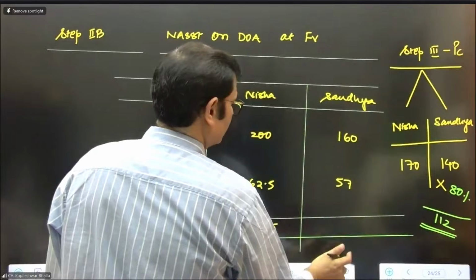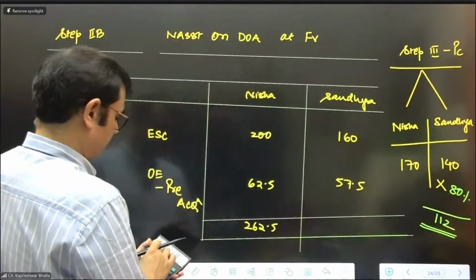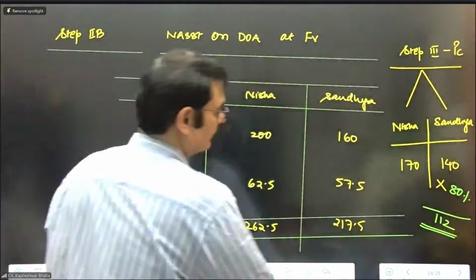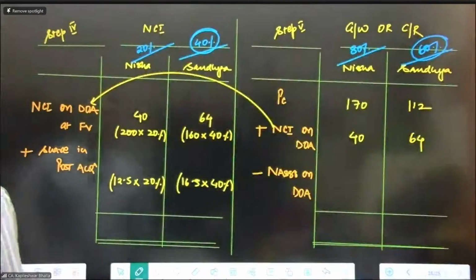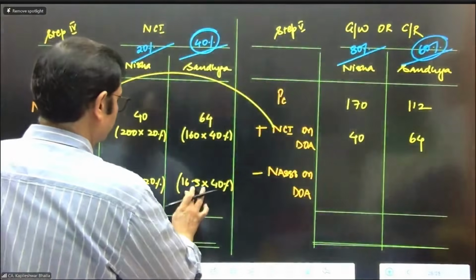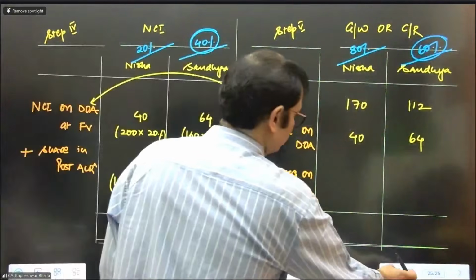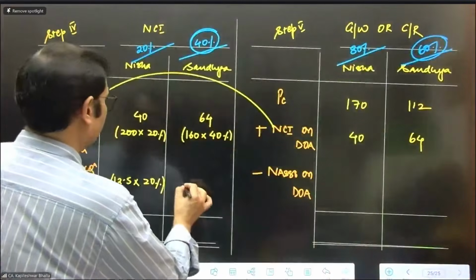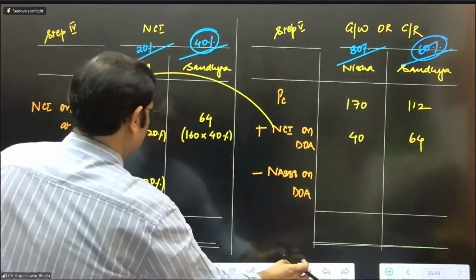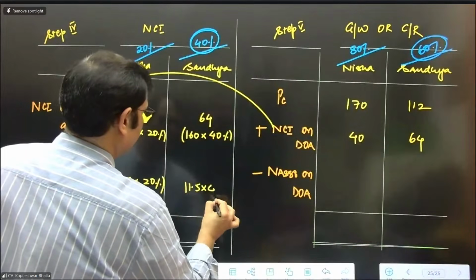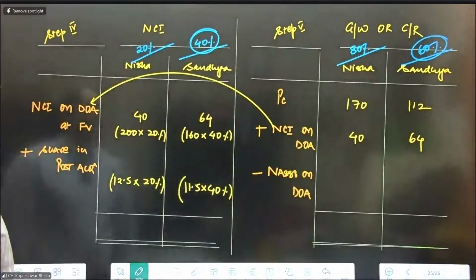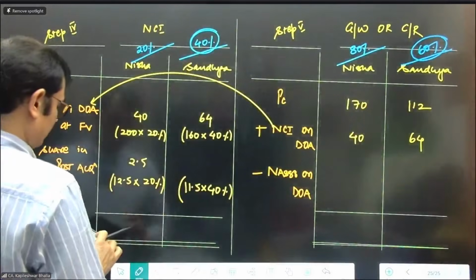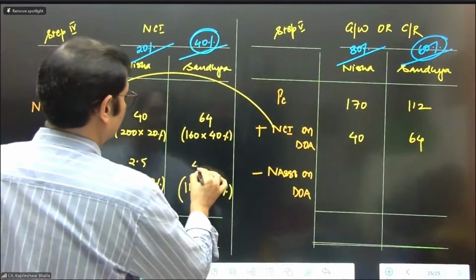So this is going to be 57.5 to 17.5. And let's see the impact of this further. Yes, now this is going to be changing because I made the change. That is 5 and 6.5, 11.5. So this is 11.5 into 40%. Yes. Okay, so this is 12.5 into 20%. That's 2.5. 11.5 into 40%. That's 4.6.